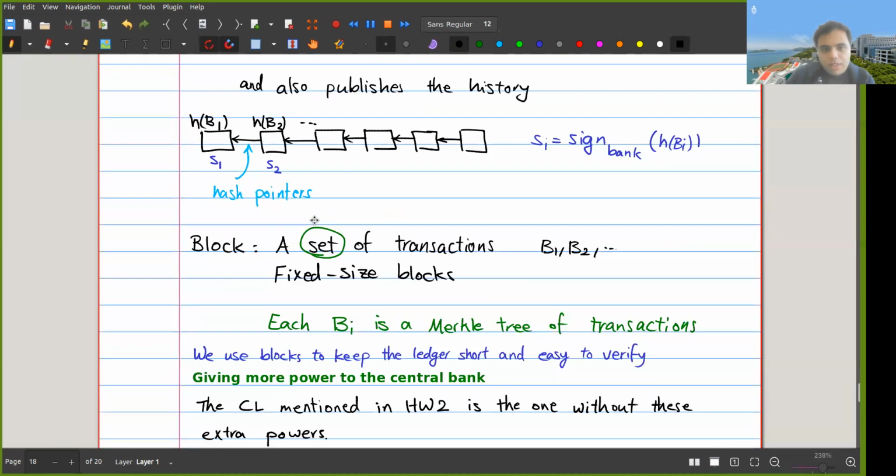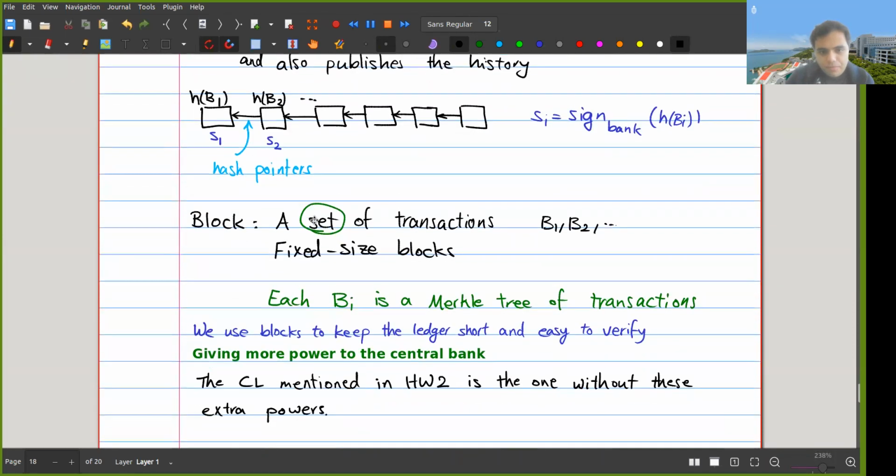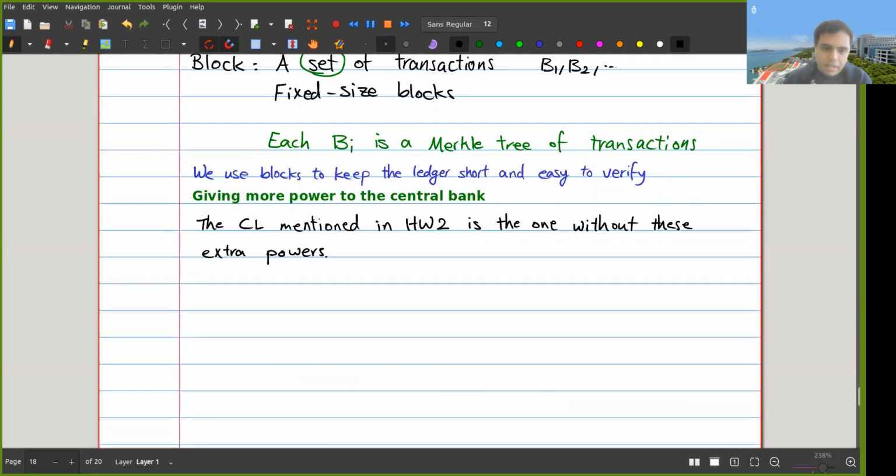So one thing we can do here is that we can say no one can transact without the bank's permission. So for example, we can say that every transaction must be signed by the bank.